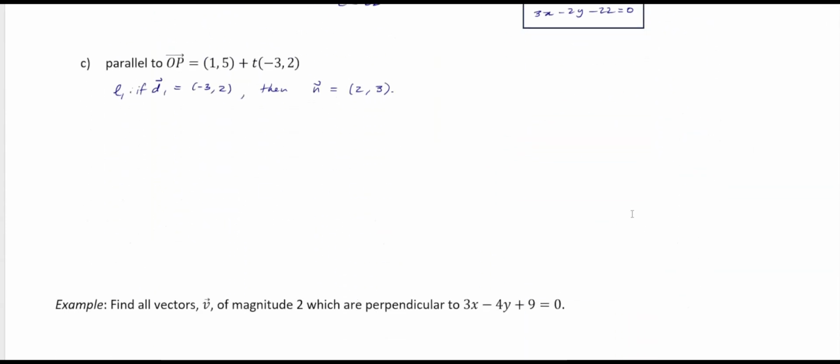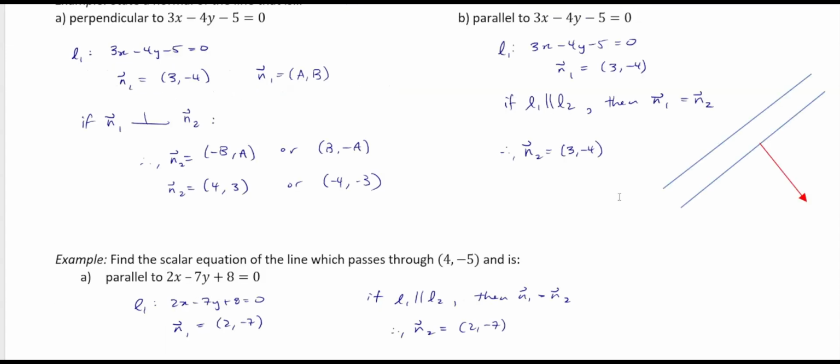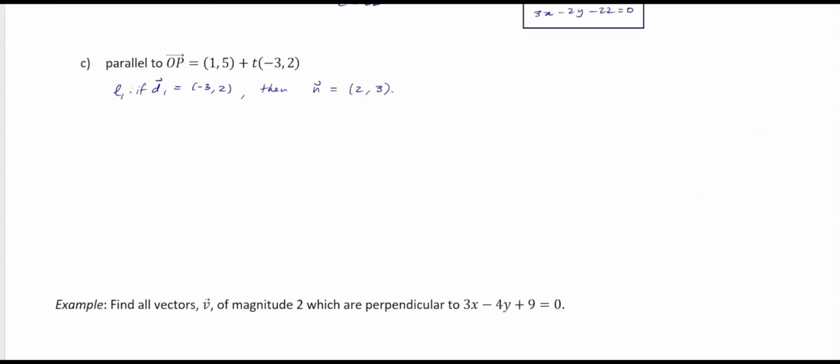Let's continue. If two lines are parallel, they share the same normal. We saw that right here: if you have parallel lines, the normal vector of one line is the same as the normal vector of the other line. If line 1 is parallel to line 2, then the normal of line 1 is equal to the normal of line 2. Therefore, the normal of line 2 is equal to (2, 3).